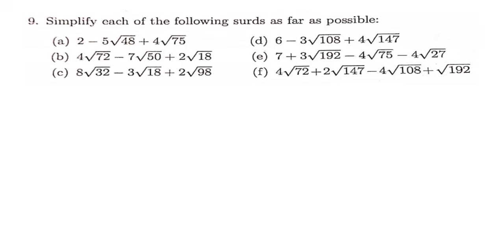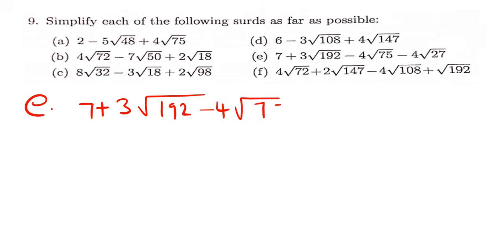So we come to question number E. We're saying 7 plus 3 square root of 192 minus 4 square root of 75 minus 4 square root of 27. So here, what do we now do? I'm going to get the bigger numbers. 192. We're going to use 3. 3 is the one that has been giving us bigger good numbers.